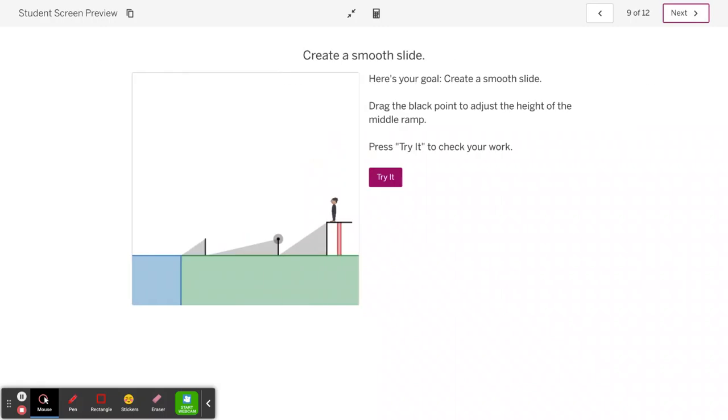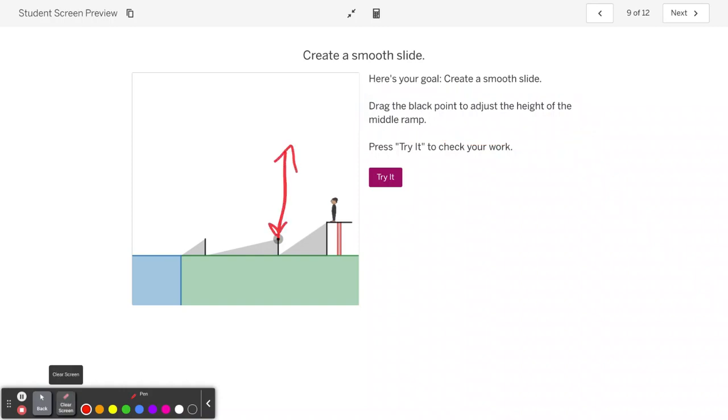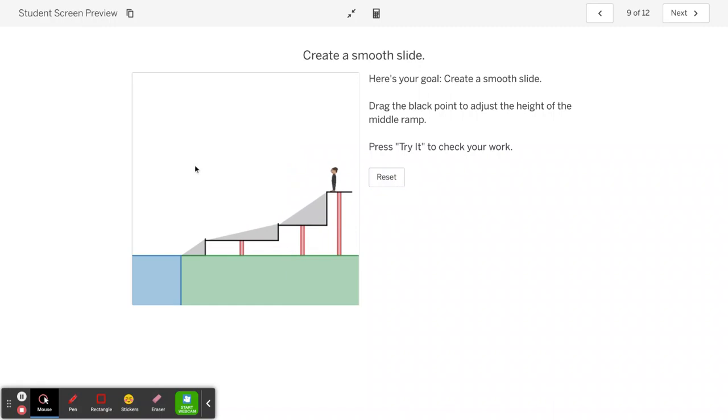Now, here's your goal. What I need you to pay attention to is this instruction right here. It says drag this black dot. You're going to raise this black dot up or down so that you can make a slope. If I don't move it at all and I hit try it, is it going to work? Nope. So I'm going to hit reset.